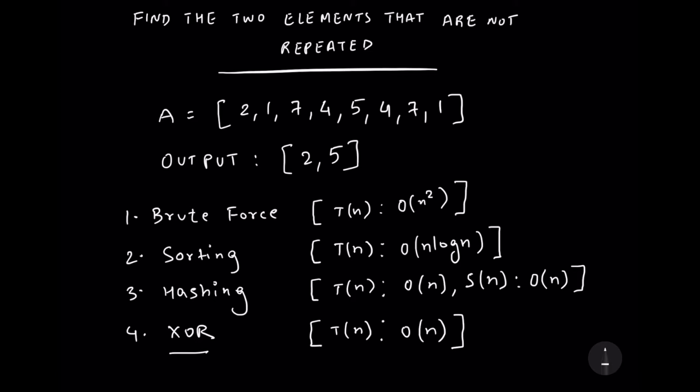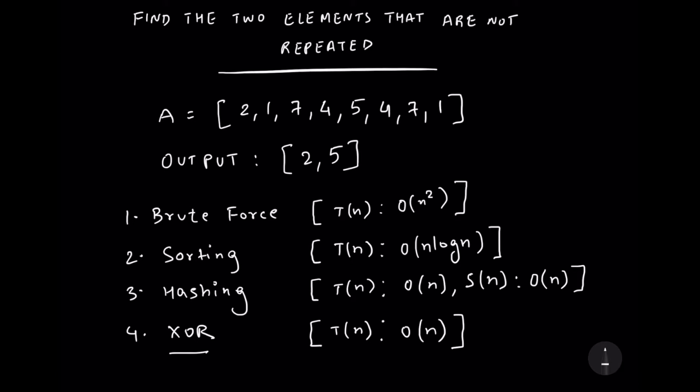Making the previous problem a bit more interesting, today we will discuss how to find two elements in an array where all elements appear twice except those two elements. Say we take an array A: 2, 1, 7, 4, 5, 4, 7, 1. Here all elements appear twice except 2 and 5.